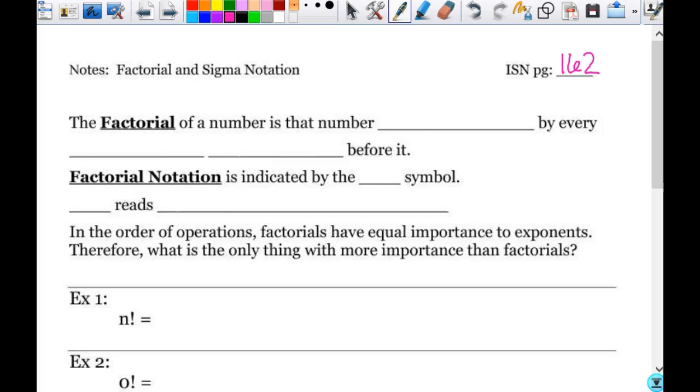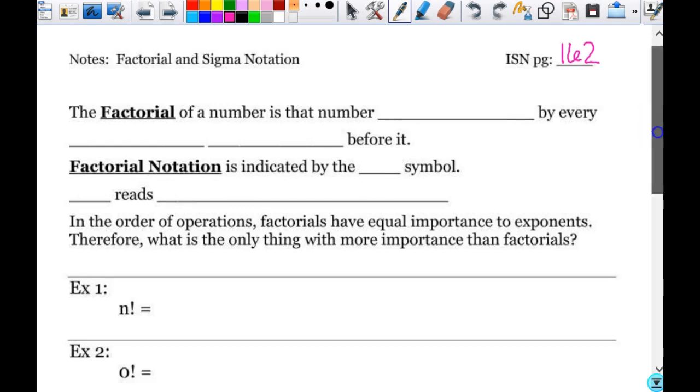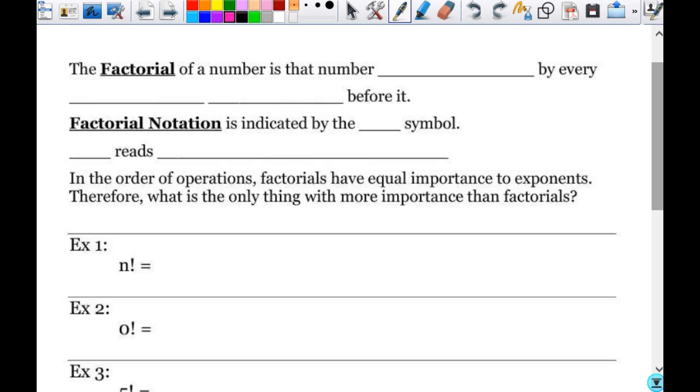But factorial, so we're going to do factorial and sigma notation today. Factorial is not brand new to you. I know for sure you did it in geometry, and I gave you pretty much these same words at that point. The factorial of a number is that number multiplied by every positive integer before it.